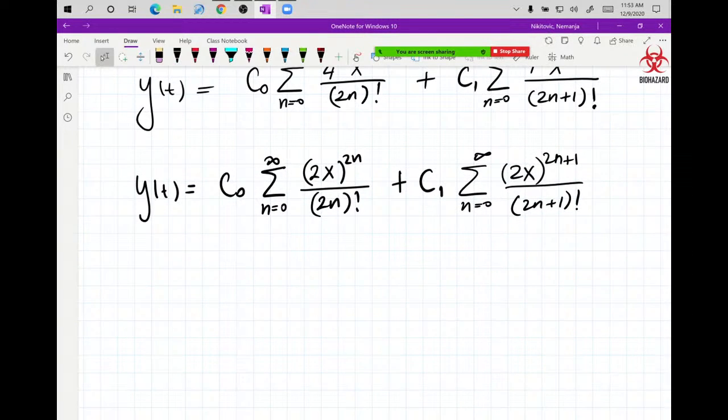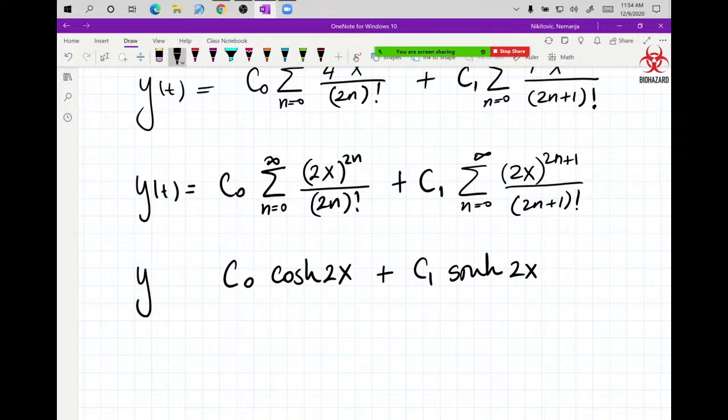And now these are your basic functions. This is your c0 cosine hyperbolic 2x plus c1 sine hyperbolic 2x. Those are basic functions. When you have this even and odd split like this, then you just have these values.